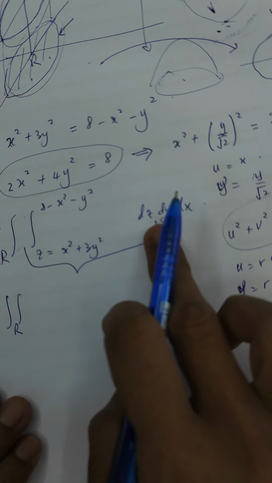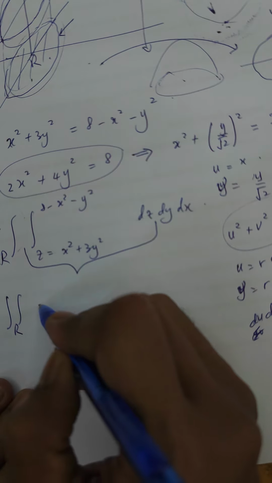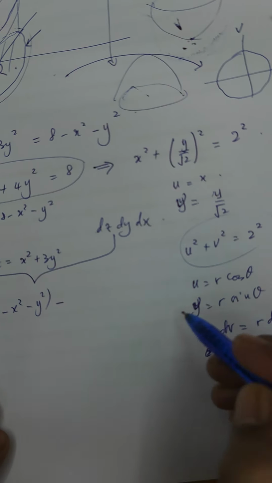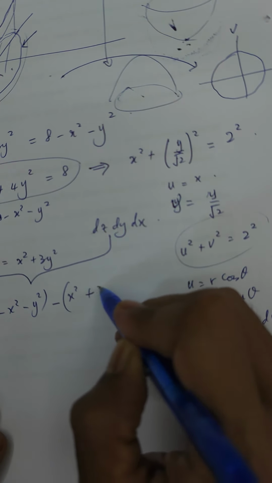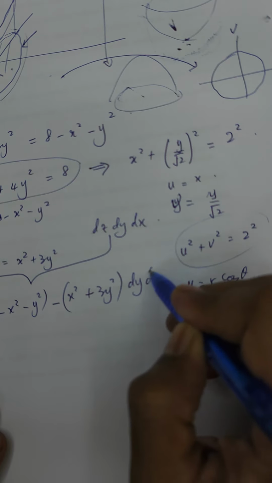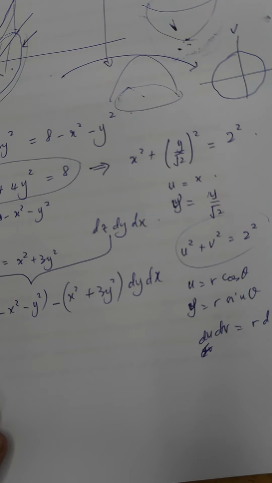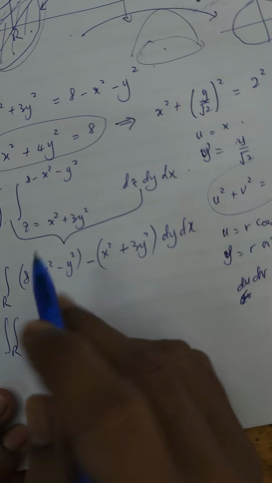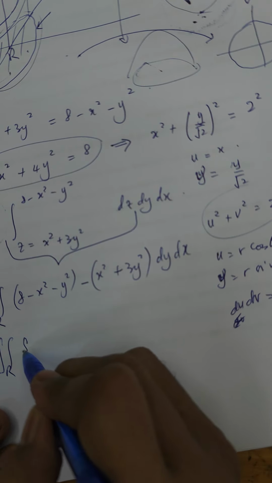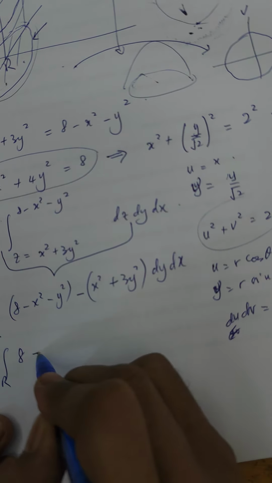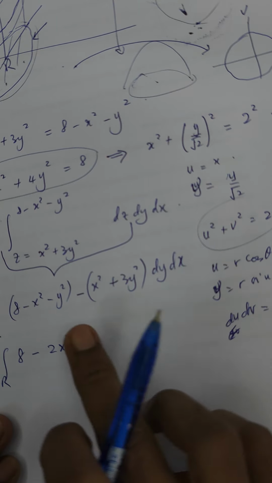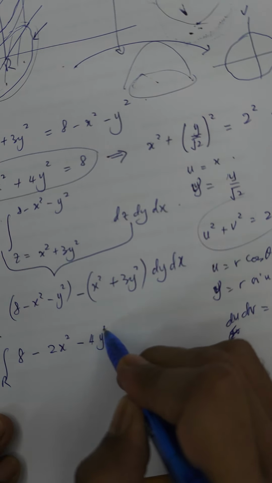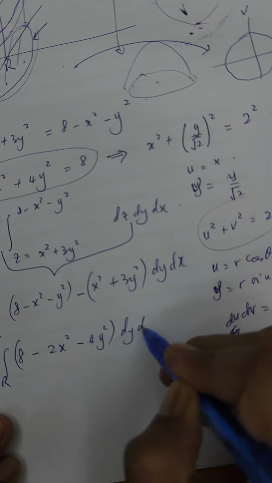After doing that integration, we have 8 minus x squared minus y squared minus x squared plus 3y squared, dy dx. Then from there, try to simplify this. We have a minus 2x squared, and then you got minus 4y squared dy dx.